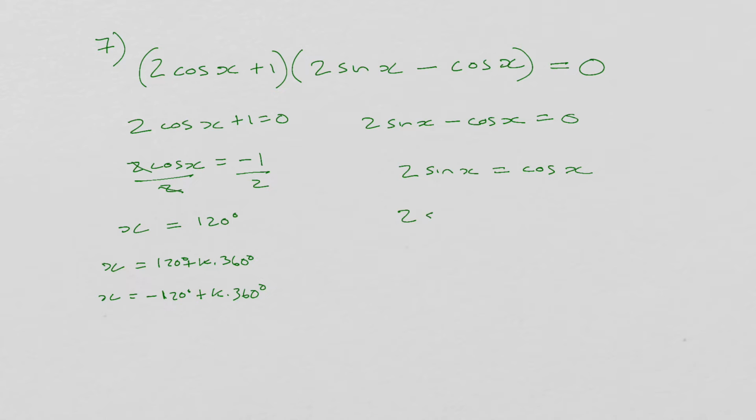So if I do it the wrong way and I say 2 sine x is equal to sine of 90 degrees minus x, which is this one here, right? If I go and change it from cosine to sine, how can I make these equal? This one's got a 2 in front of it. This one's got nothing, right? So they're not the same thing.